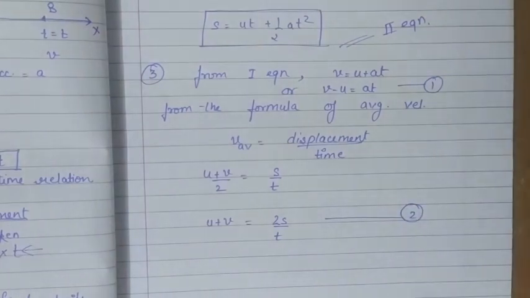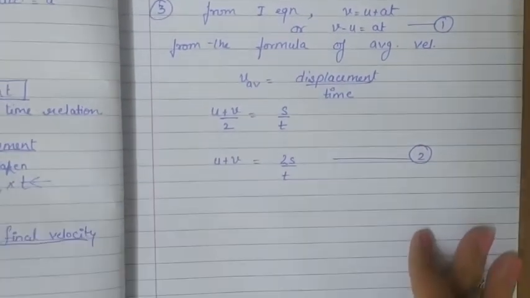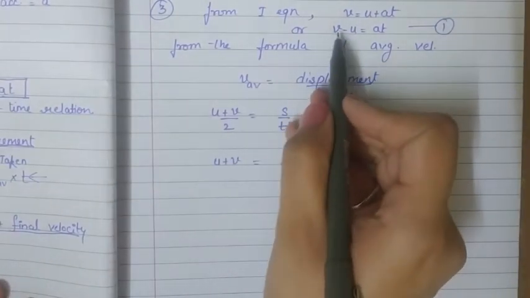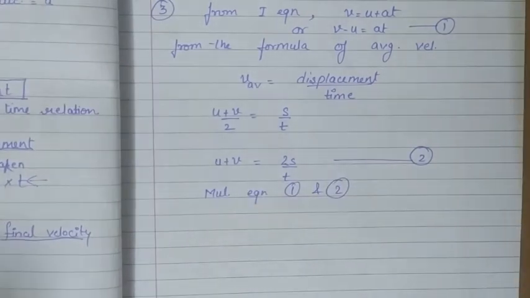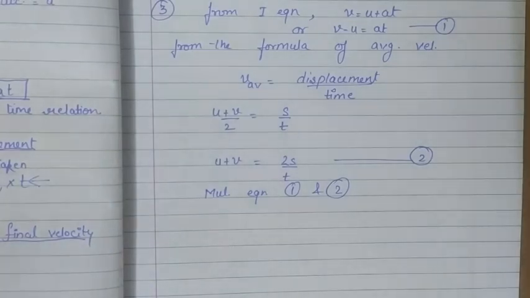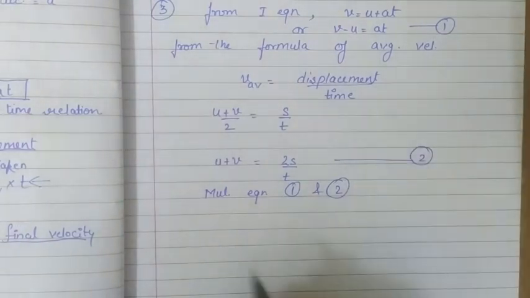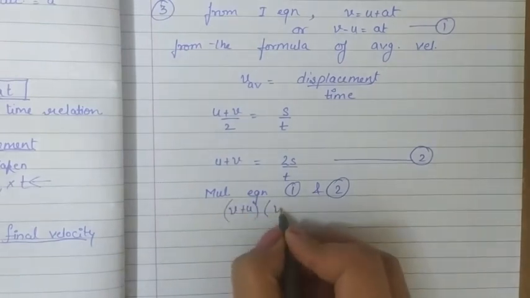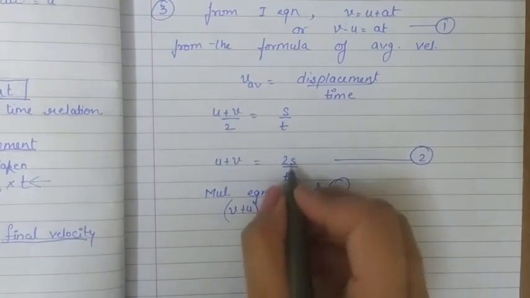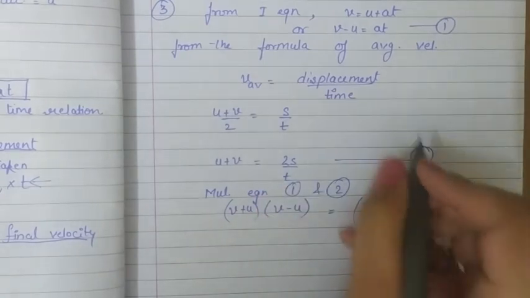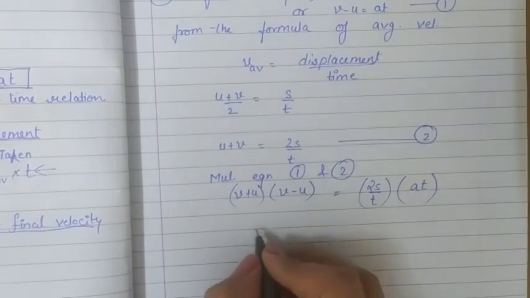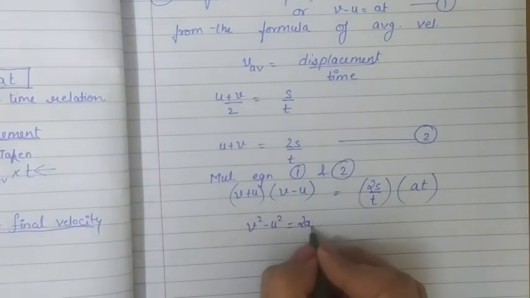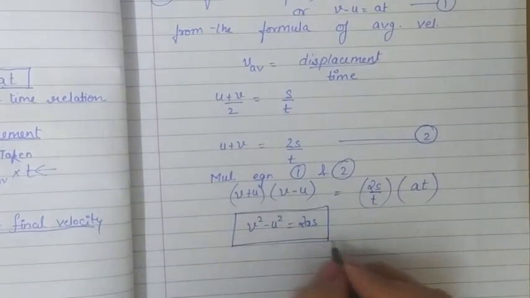Now to get equation number 3, I am going to multiply equation number 1 and 2. So this is v plus u and this is v minus u. Multiply equation 1 and 2. Why I am doing this? Because I need v square minus u square, and if I get v plus u into v minus u, it will be v square minus u square. So multiplying equation 1 and 2, we get v plus u into v minus u, and it is equal to v plus u is 2s upon t and v minus u is at. So t and t cancel, it is 2as, and left hand side will be v square minus u square is equal to 2as. So this is the 3rd equation of motion.